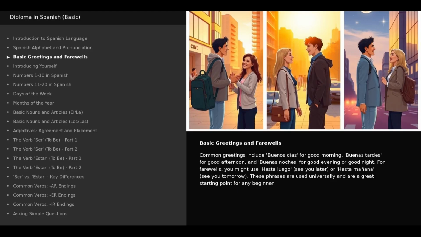Common greetings include buenos días for good morning, buenas tardes for good afternoon, and buenas noches for good evening or good night. For farewells, you might use hasta luego, see you later, or hasta mañana, see you tomorrow. These phrases are used universally and are a great starting point for any beginner.